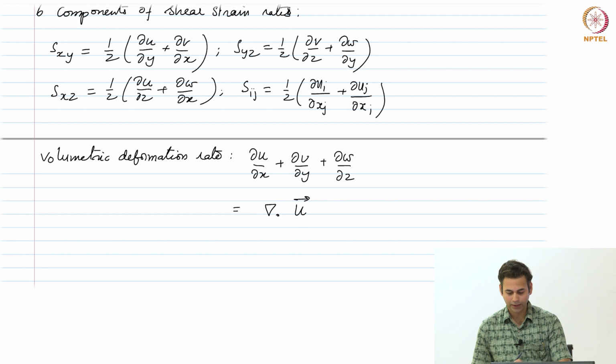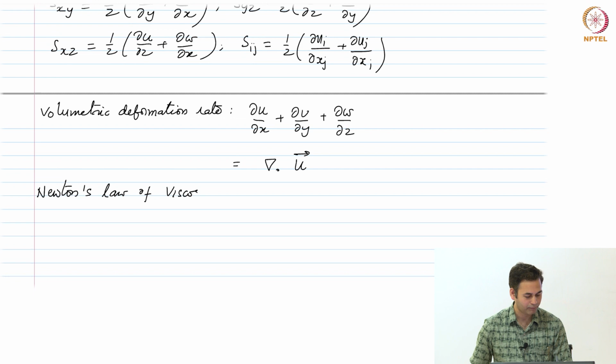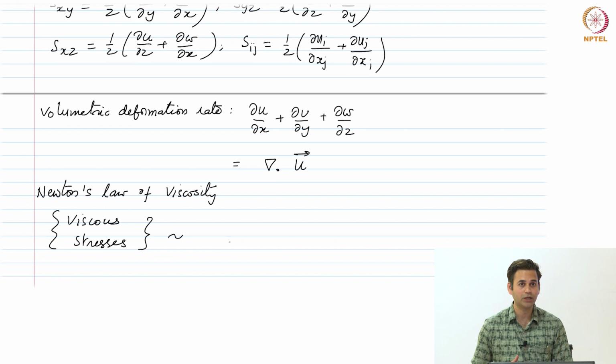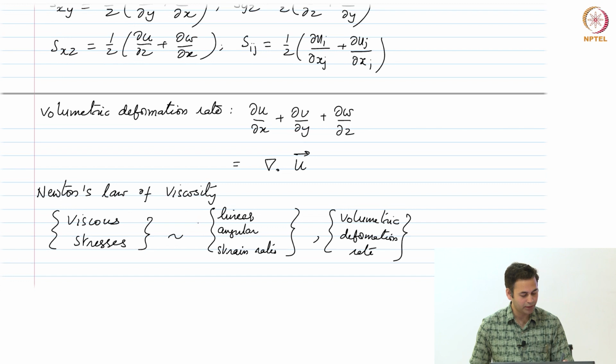All right, now we have introduced this model. Now we need to know how we relate the shear stresses that we got, the viscous stresses, to the strain rates, right. If we consider Newton's law of viscosity, then Newton's law of viscosity relates the viscous stresses to the strain rates, and the strain rates are the linear or angular strain rates, and we also have the volumetric deformation rate, right. So essentially Newton's law of viscosity relates the viscous stresses we have to each of these strain rates, okay.